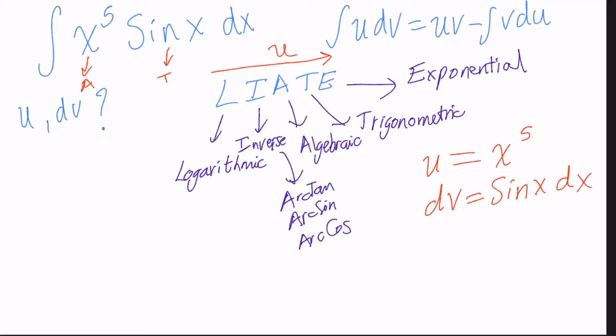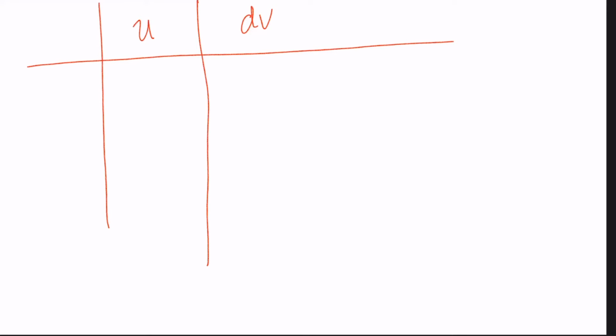Okay, so we have decided what is u and dv. Okay, what is the trick? If we can say trick. Okay, we will make a table. We will put u and dv, and we will put the signs. The first u is x to the 5, and dv is sine of x. Okay, so what will we do now? We will start to derivate.